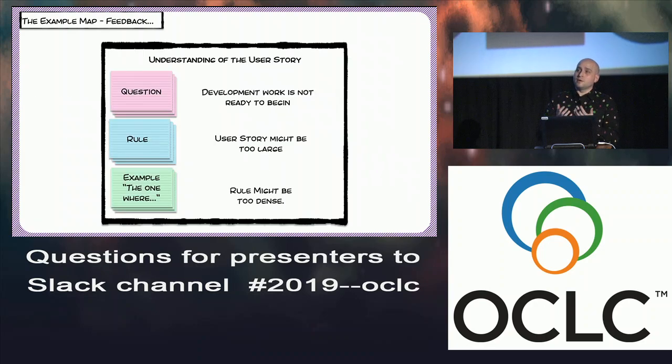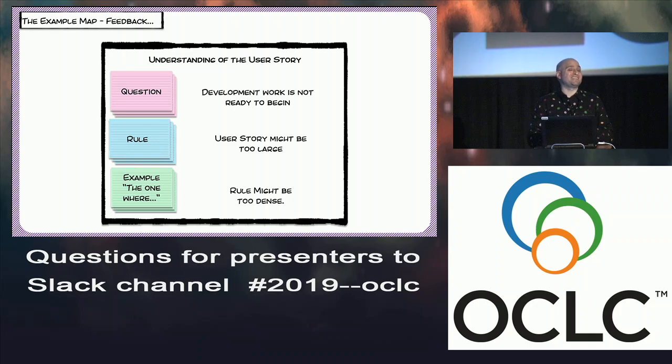There's also some background that you can use when you're actually conducting these sessions that will lead you to conclusions such as: too many red cards, too many questions means that work is not ready to begin on that story. We reject it. Too many rules associated with a given user story means that user story is too dense. It's going to be too difficult to develop it in the time box that you have. So that means you need to break apart that user story into 2 or more pieces.